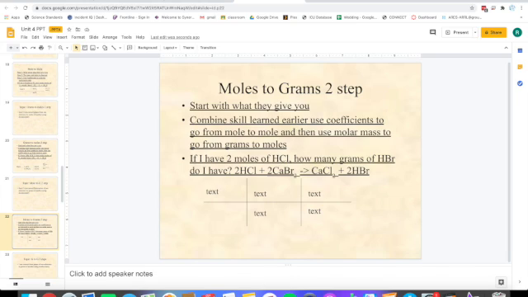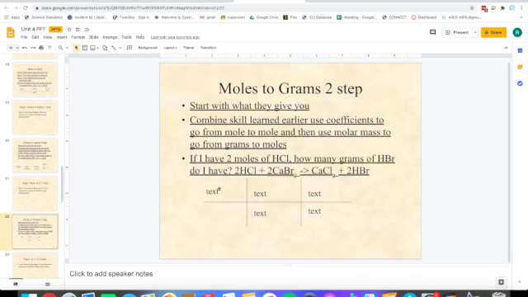Combined skills learned earlier, use coefficients to go from mole to mole, and then you'll use molar mass to go from grams to mole. The example you'll need to type down is if I have 2 moles of HCl, how many grams of HBr do I have? Our example is our reaction 2HCl plus CaBr2 makes CaCl2 plus 2HBr.